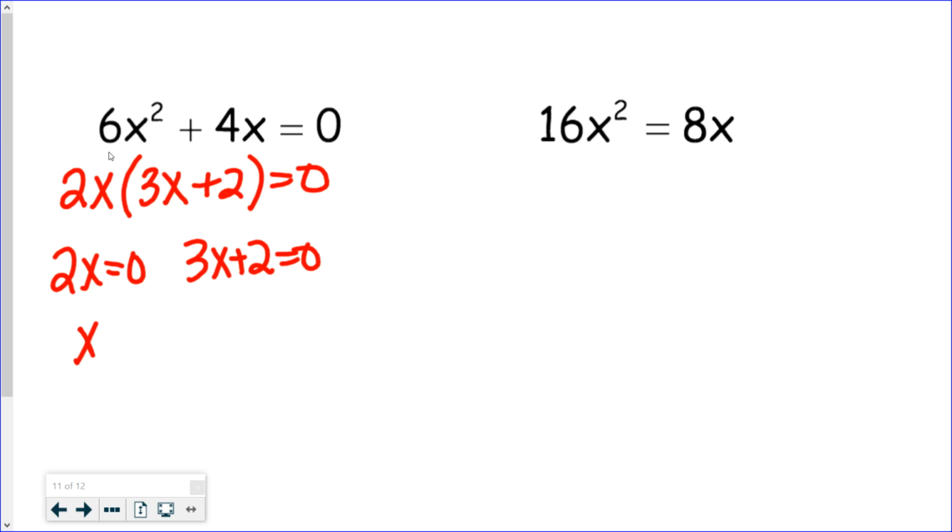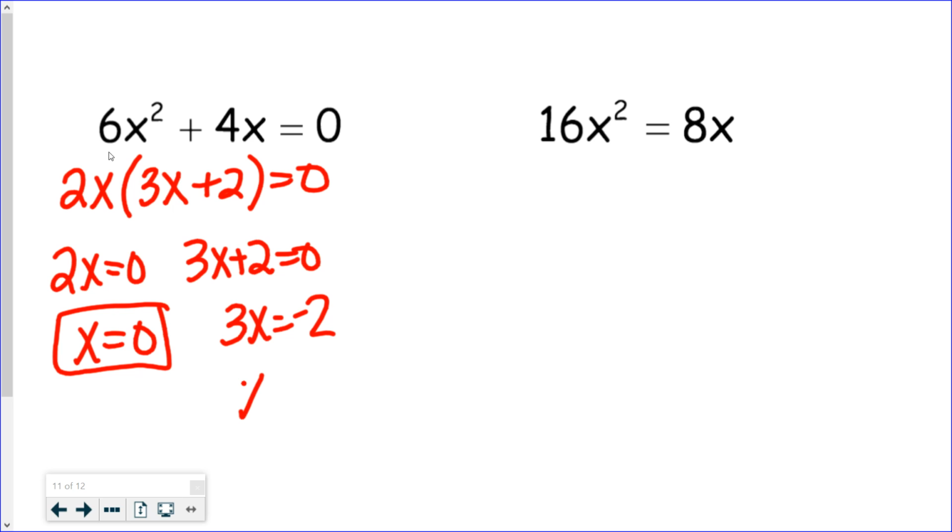Here, dividing by 2, x is 0 divided by 2, which is just 0. Here I get 3x is equal to negative 2. Dividing by 3, x is equal to negative 2/3.